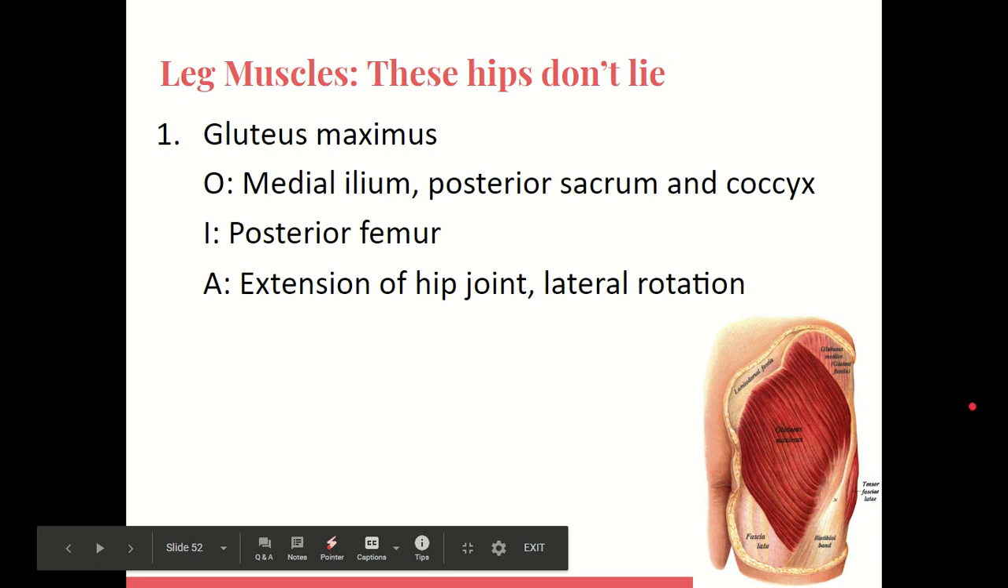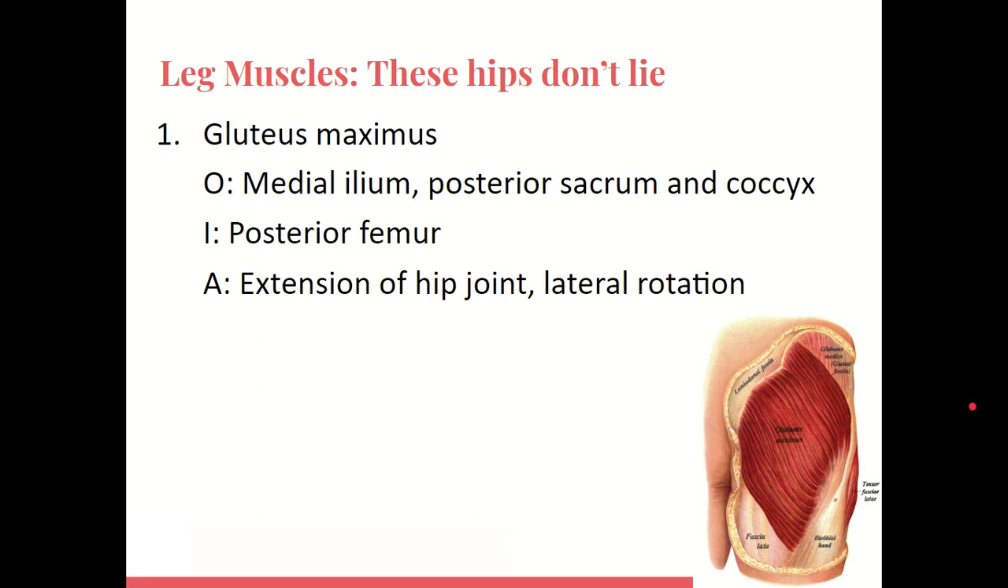In fact, an interesting little thing about the gluteus maximus is it's huge in humans. That's where it gets its name from, gluteus maximus. It's one of your largest muscles. In quadrupeds, in four-legged animals, it's very small.